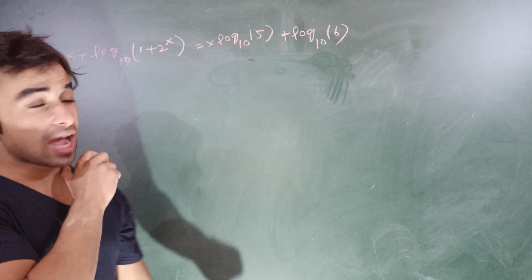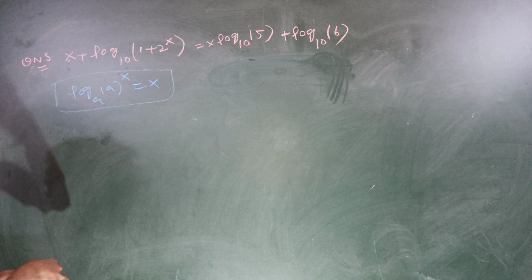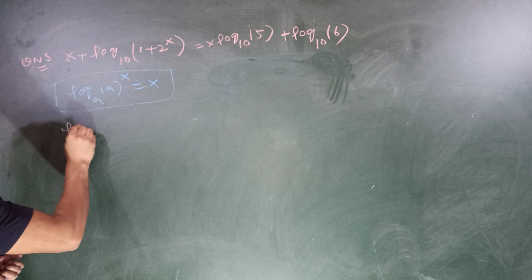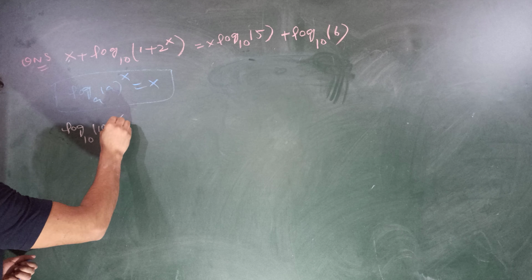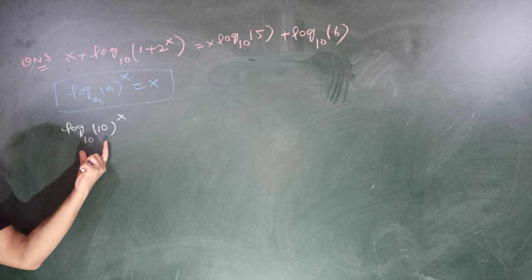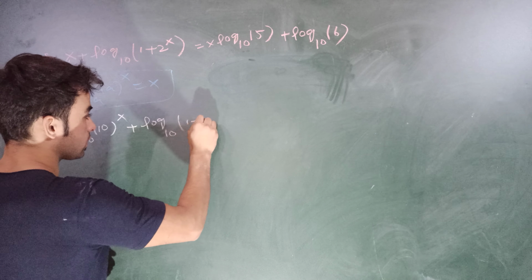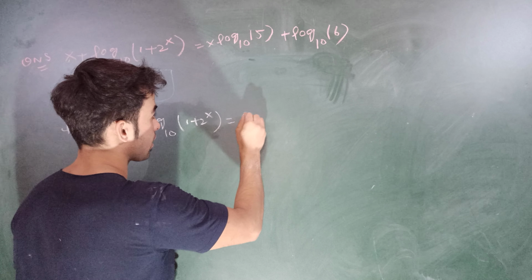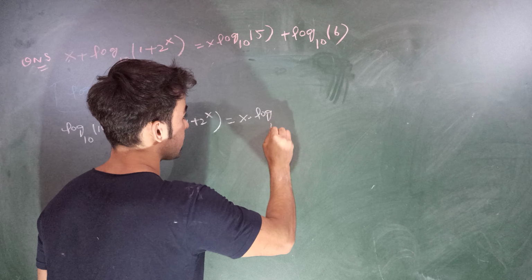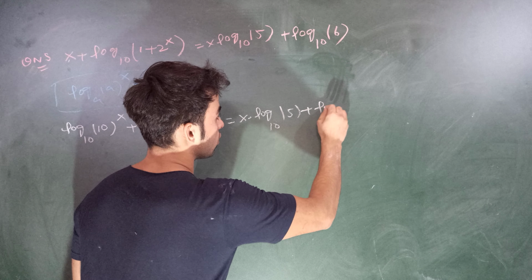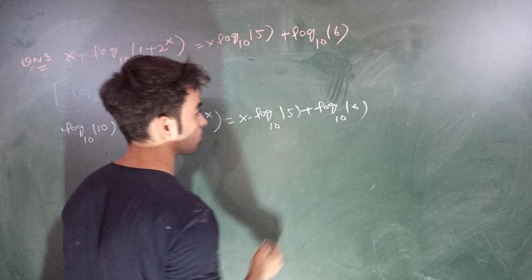I can use a formula, or actually it's not a formula, it's common sense. I know that if I have log base a of a to the power of x, I can write it as x. So I can write x as log base 10 of 10 to the power of x. Actually, the thing that I wrote here is x. And here I'll be left with log base 10 of (1 plus 2 to the power of x) equals x multiplied by log base 10 of 5 plus log base 10 of 6.